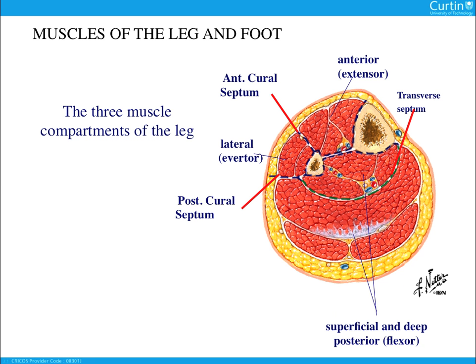The muscles of the leg and foot. These too are compartmentalized. What can we see here? We're looking at an inferior view of the leg. This is the tibia. You notice the thickened shaft.